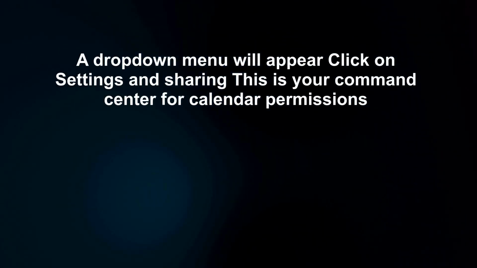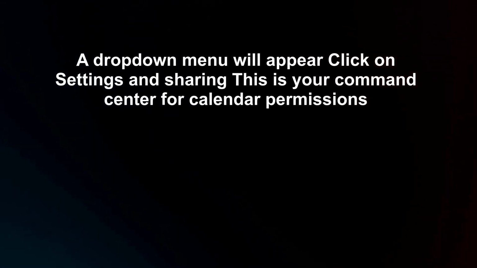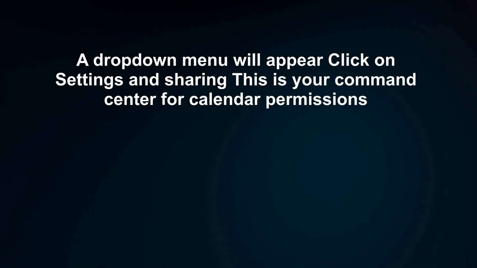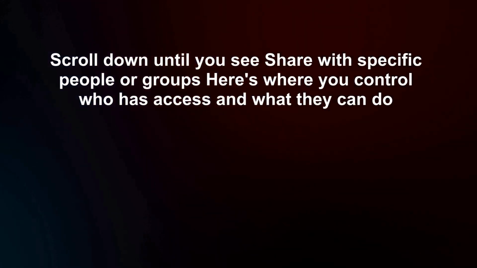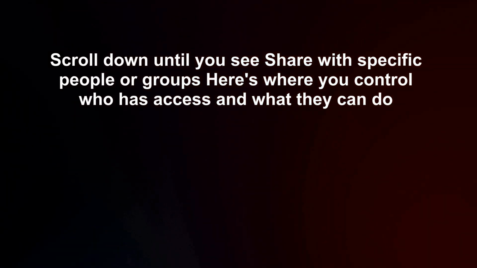Click them. A drop-down menu will appear. Click on Settings and Sharing. This is your command center for calendar permissions. Scroll down until you see Share with specific people or groups. Here's where you control who has access and what they can do.